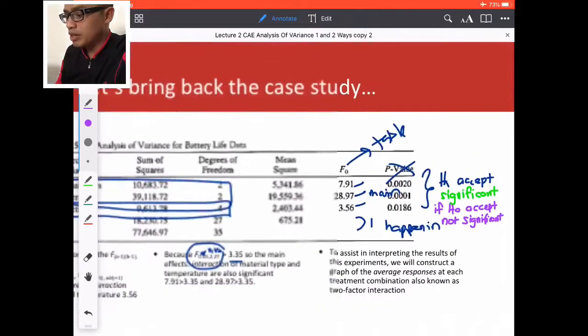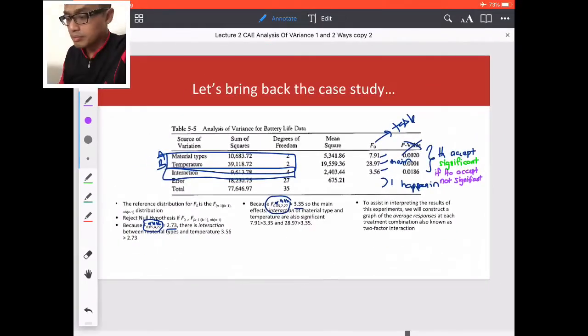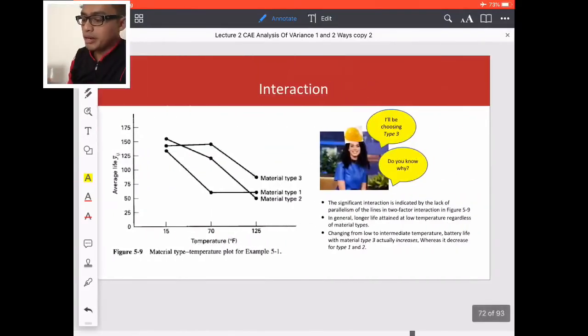So that is the best part about ANOVA 2 ways. You can see which one is the main, which one needs to be changed, which one happened in one shot of a simple experiment. Now you have to build a response graph.